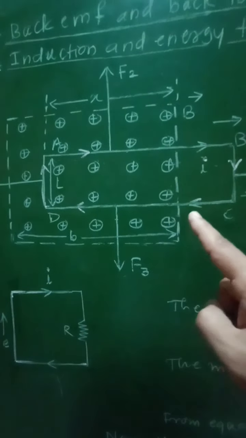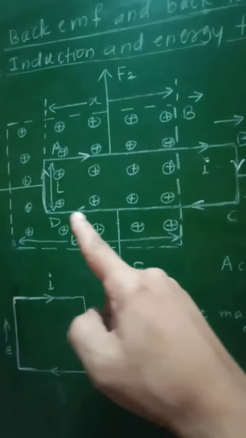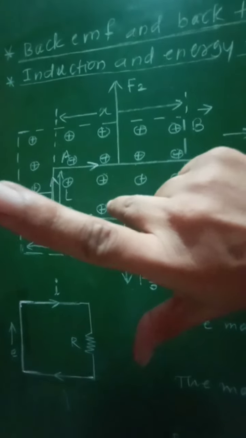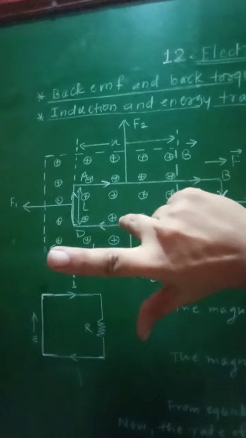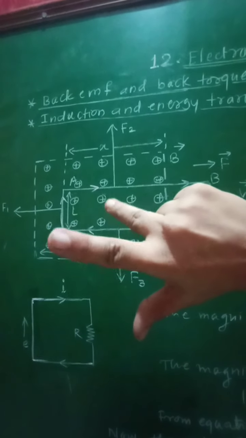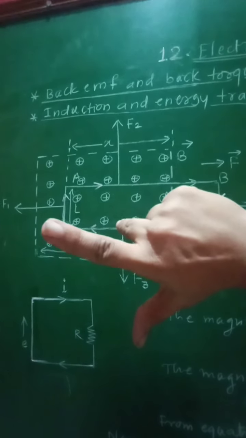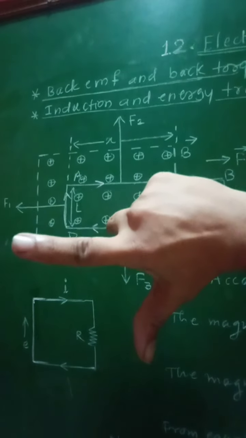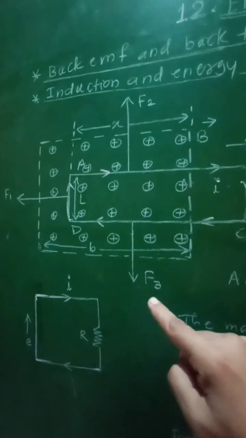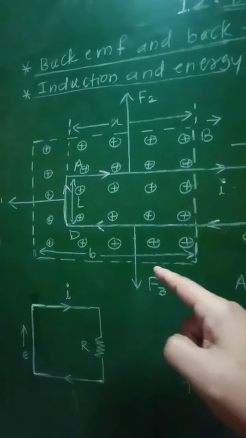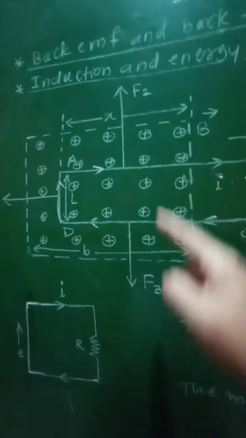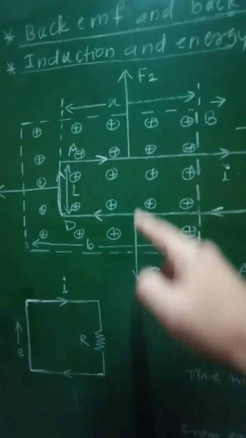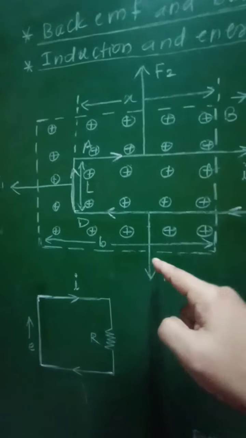Similarly, for this side DC, current is flowing in this direction, and therefore if we consider this situation, then the forefinger will indicate direction of current, the middle finger will indicate direction of magnetic field, that is inwards, the thumb will indicate the force acting on it, which is in the downward direction. These two forces F2 and F3 will be equal in magnitude and opposite in direction, therefore they will get cancelled with each other.